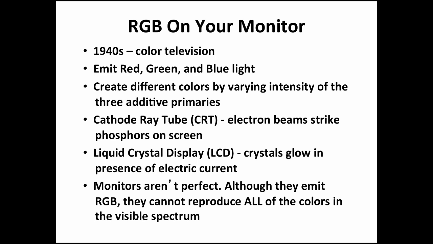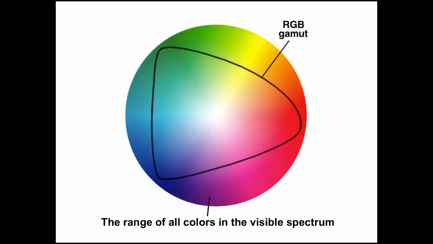Now, color televisions aren't perfect, and computer monitors aren't perfect. In theory, these RGB devices, these red, green, blue devices, could produce all of the colors in the visible spectrum. But because of limitations in technology, they actually cannot reproduce all of the colors in the visible spectrum. This has led to the development of a concept known as a gamut.